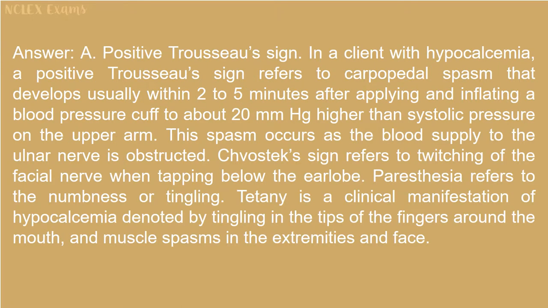Answer A. Positive Trousseau's sign. In a client with hypocalcemia, a positive Trousseau's sign refers to carpal spasm that develops usually within 2 to 5 minutes after inflating a blood pressure cuff to about 20 mmHg higher than systolic pressure on the upper arm. This spasm occurs as the blood supply to the ulnar nerve is obstructed.